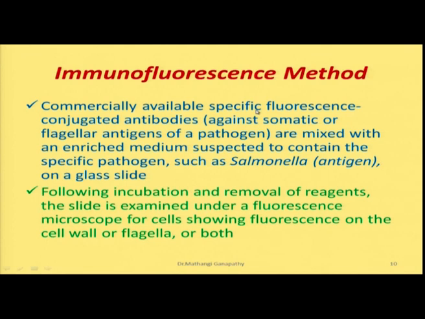Commercially available specific fluorescence conjugated antibodies against the somatic or flagellar antigens of the pathogen are mixed with an enriched medium suspected to contain a specific pathogen like Salmonella on a glass slide. So, here what we do is we take a wash from the foodstuff. We suspect that this wash contains the pathogen like Salmonella, and you enrich it, because even if the amount of pathogen present in the food material is less, you can enrich it and grow the organism.